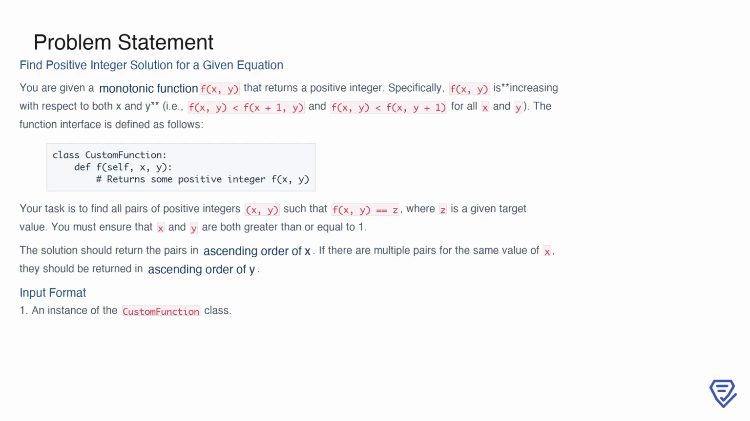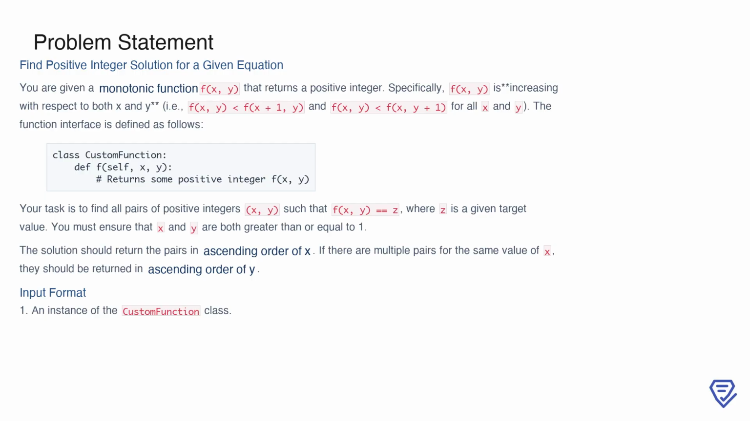Your goal is to find all pairs of positive integers (x, y) such that the result of the function equals a given target value z. Additionally, you must ensure that the pairs are returned in ascending order of x, and if there are multiple pairs with the same x, they should be sorted in ascending order of y.